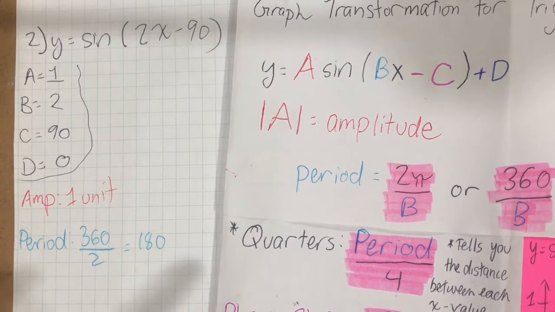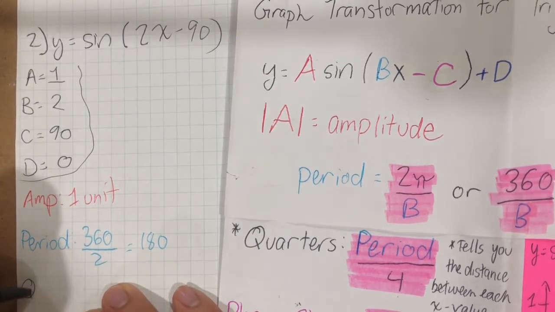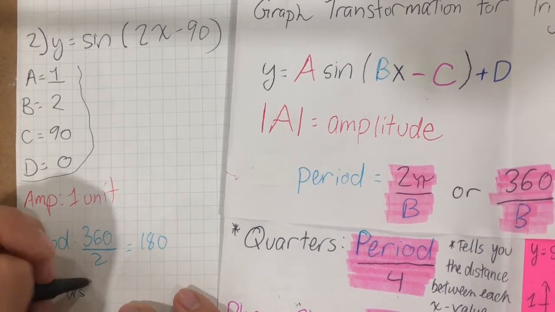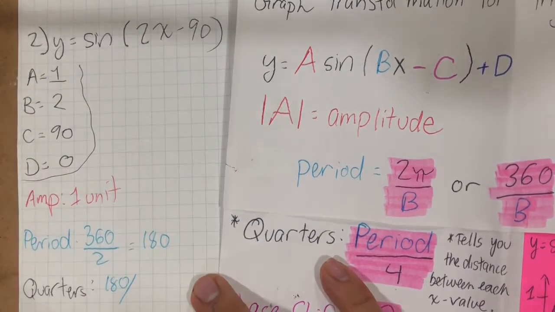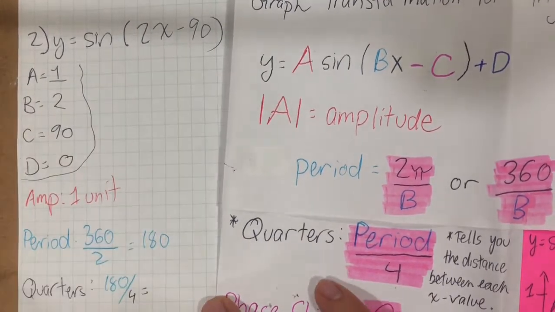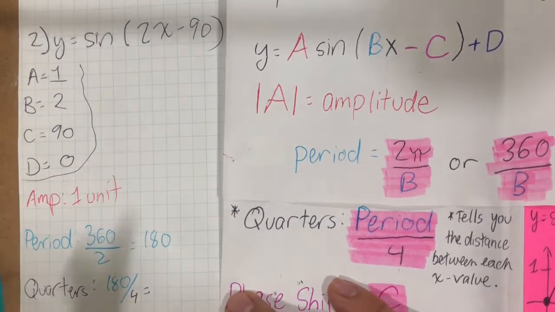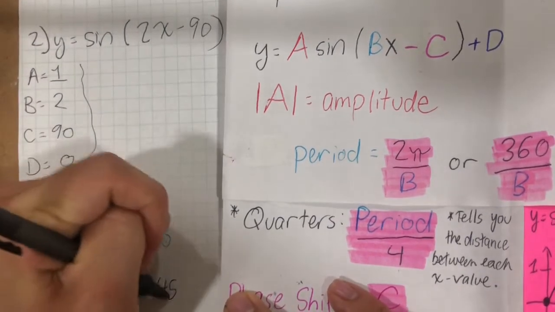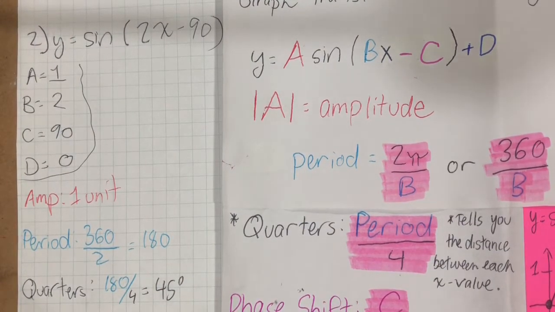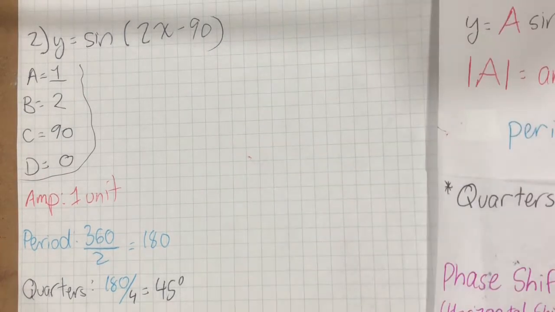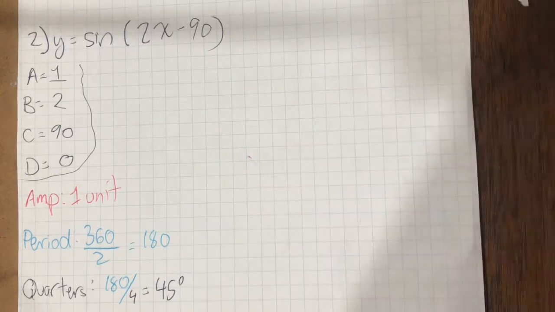And since we actually have a change of period, now I'm going to calculate the quarters. I want to figure out how I get from one x value to the next. So I take 180 and divide it by 4, since we're dealing with quarters, and I end up with 45 degrees. That means to go from one x value to the next, I'm going by 45 degrees. Then if we take a look, we see we still have a phase shift going on.